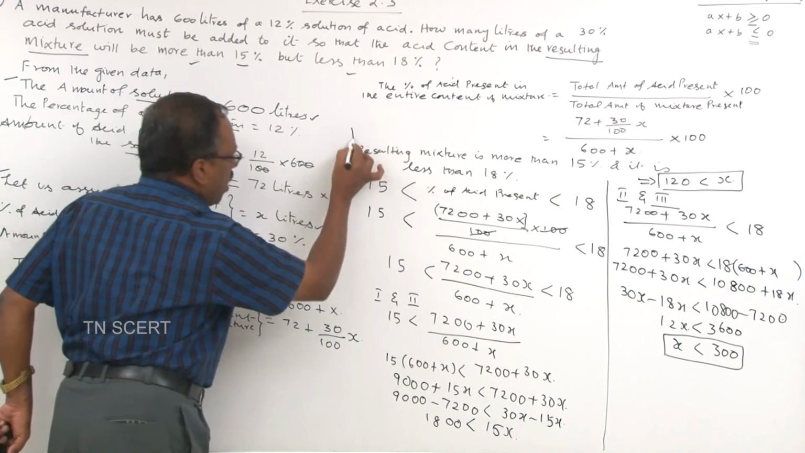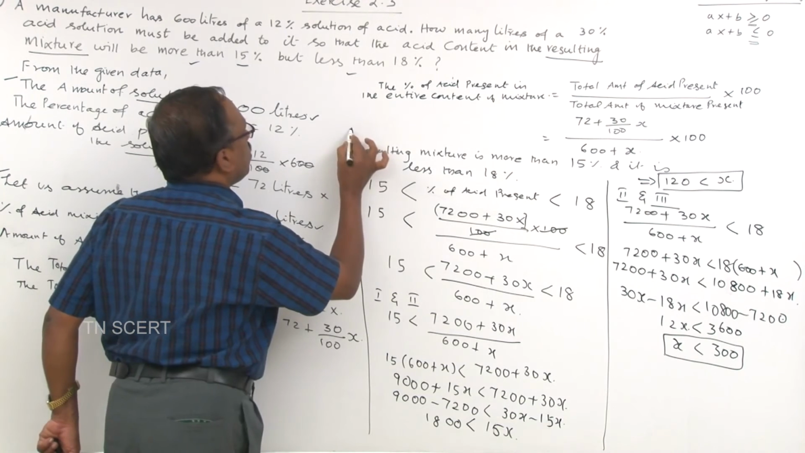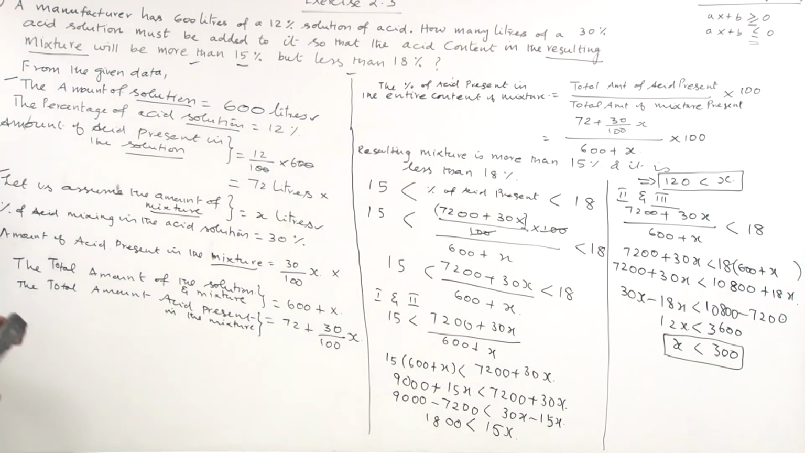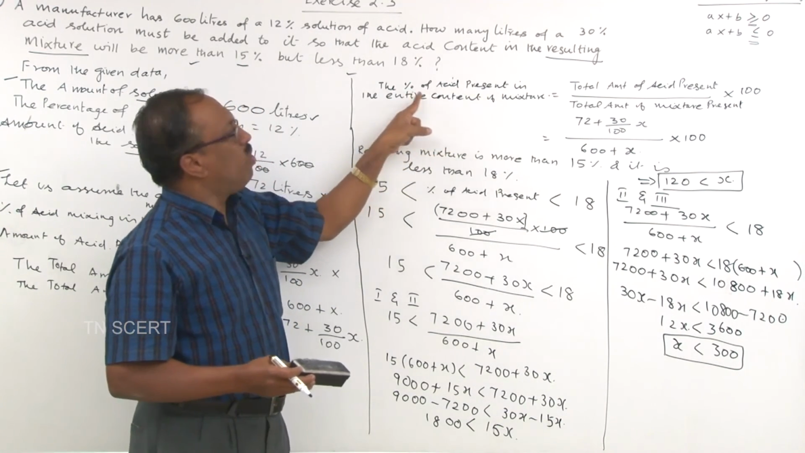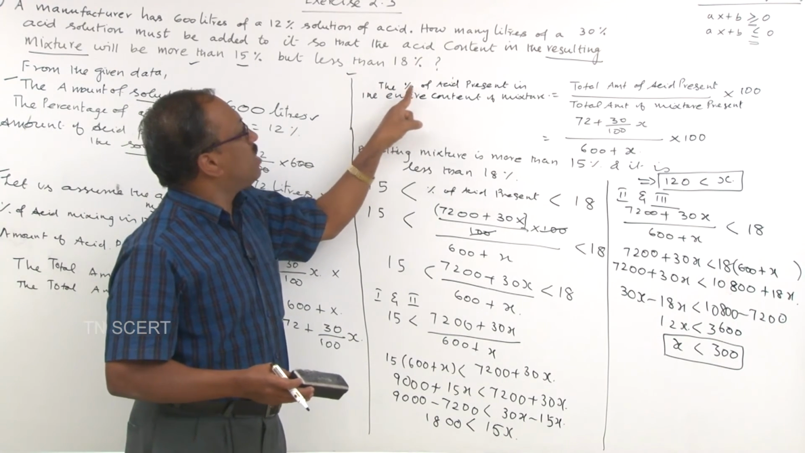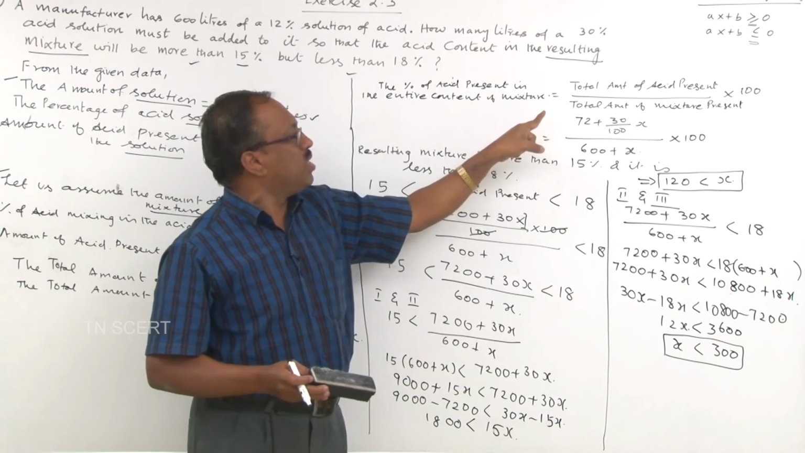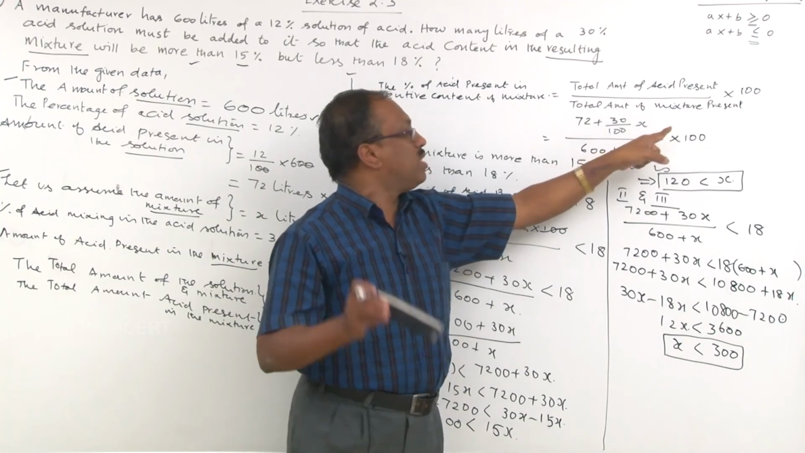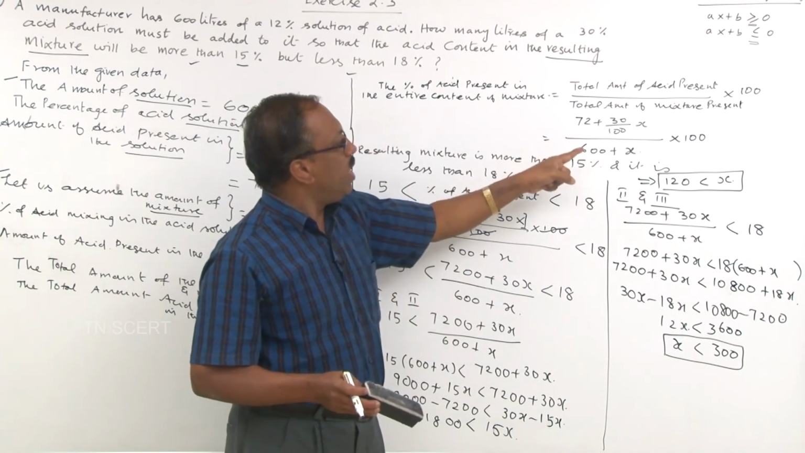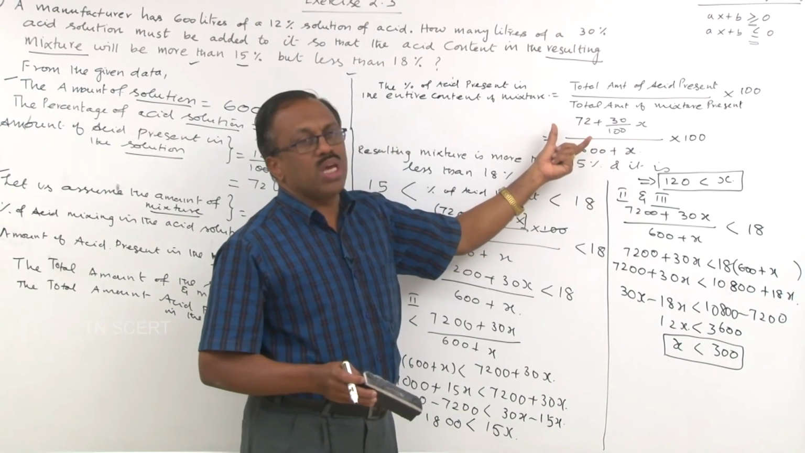See, so far we made this problem into 3 or 4 junctions, let us take. So I have taken first one the solution, second one the mixture, last one we have just calculated both mixture and solution, how much amount present, and we have made the equation here. This is the very important stage of this problem. The percentage of acid present in the entire content of the mixture is the total amount of acid present divided by total amount of mixture present in the solution into 100.